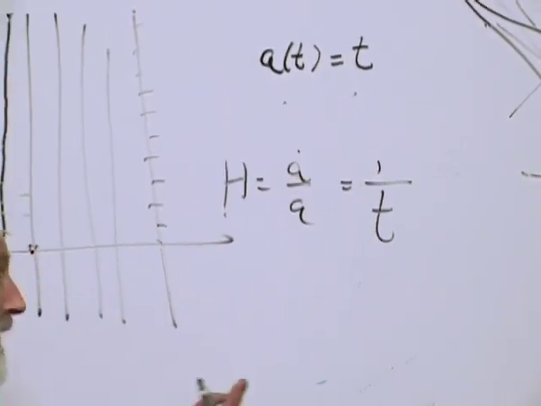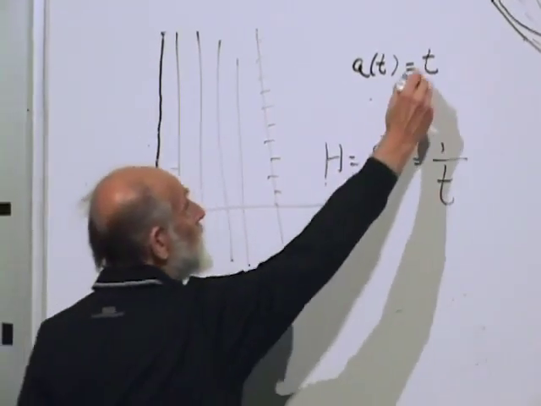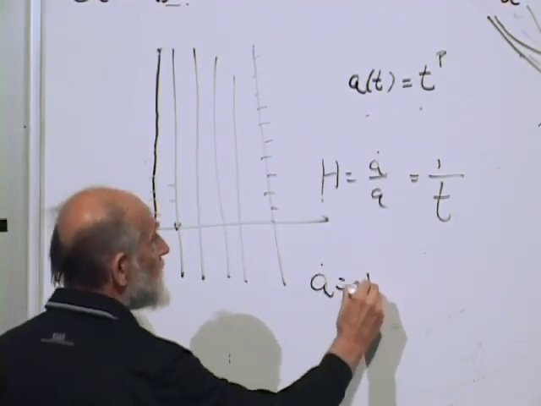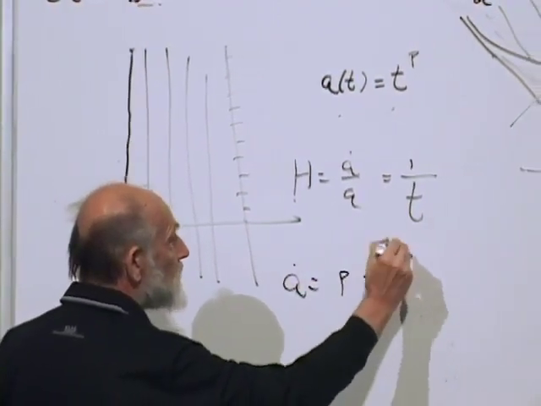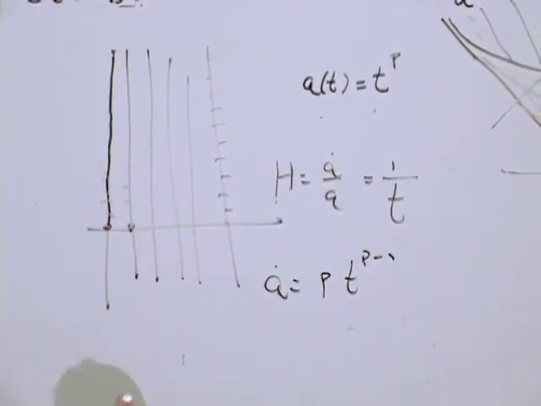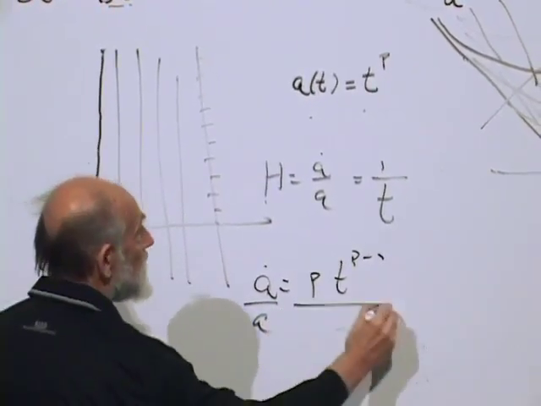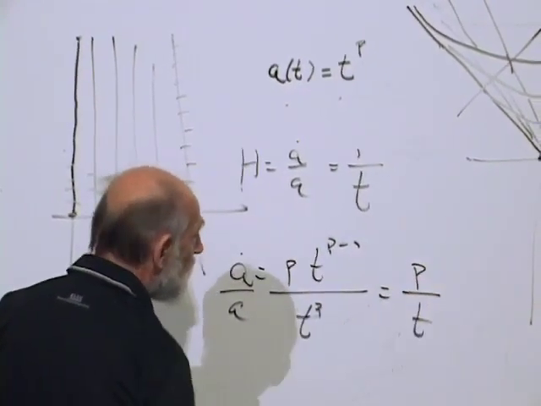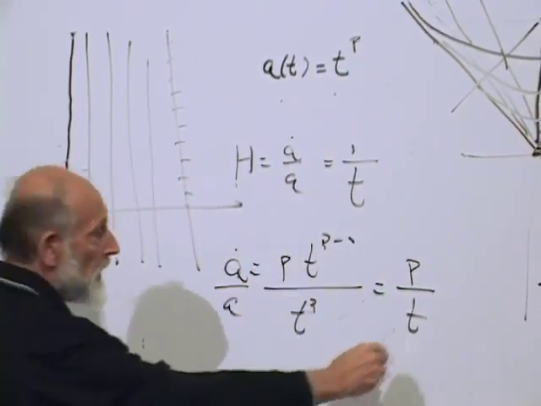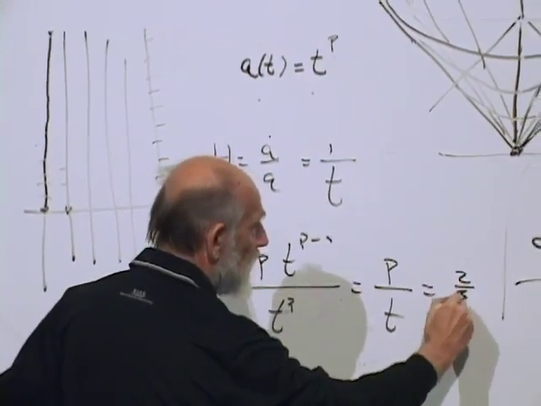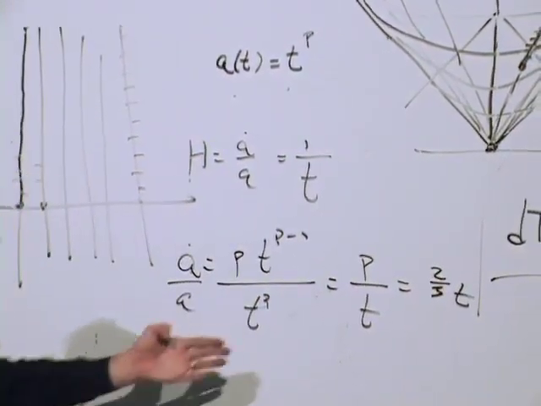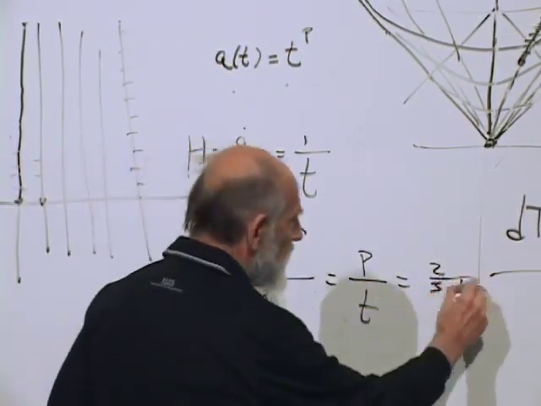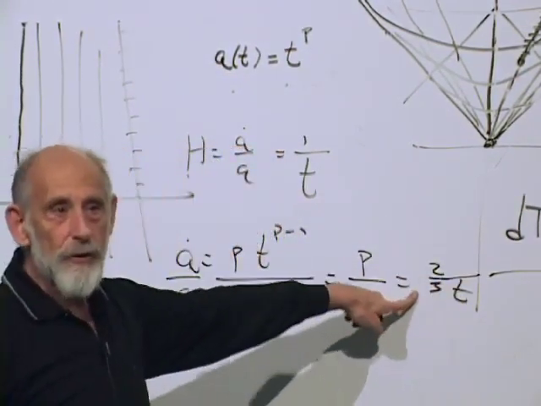Any power law, well, it's not quite true. Take any power law here. Then A dot is equal to p t to the p minus 1. And then divide that by A, that means dividing it by t to the p, and the answer is p over t. So for example, if p is 2/3, then this would be 2/3 over t. And it would not quite be the case that the Hubble constant was 1 over time, but it would be 1 over time with a factor of 2/3 in front of it.